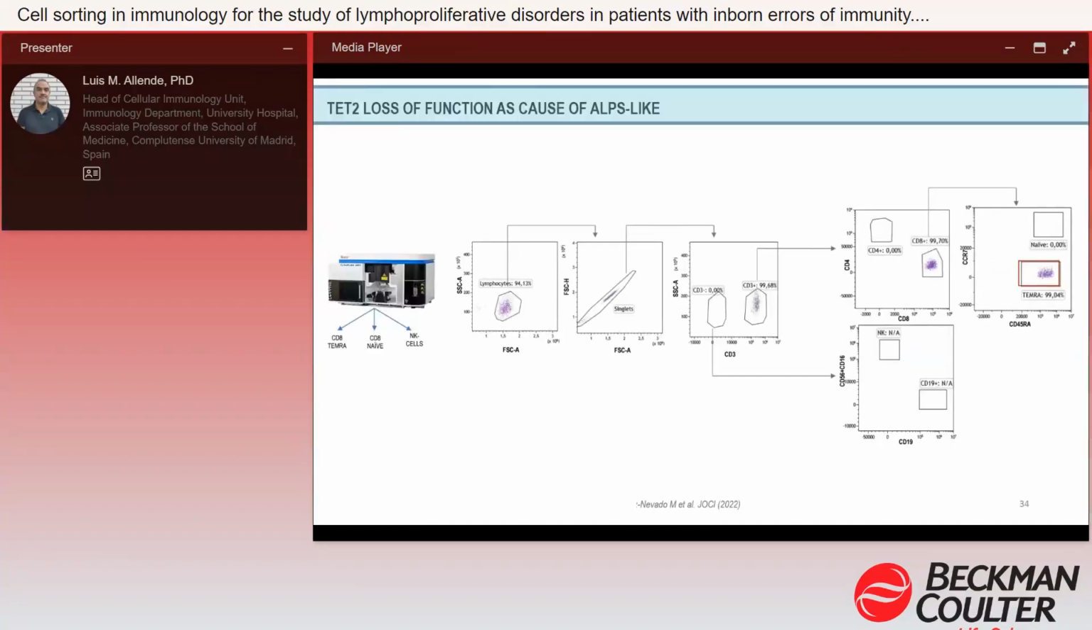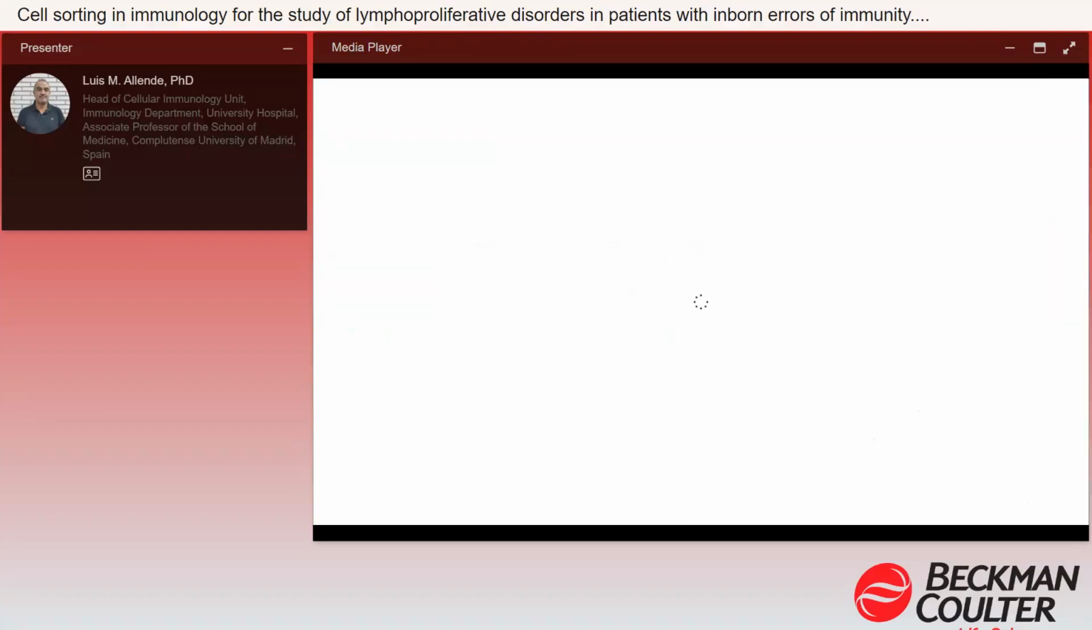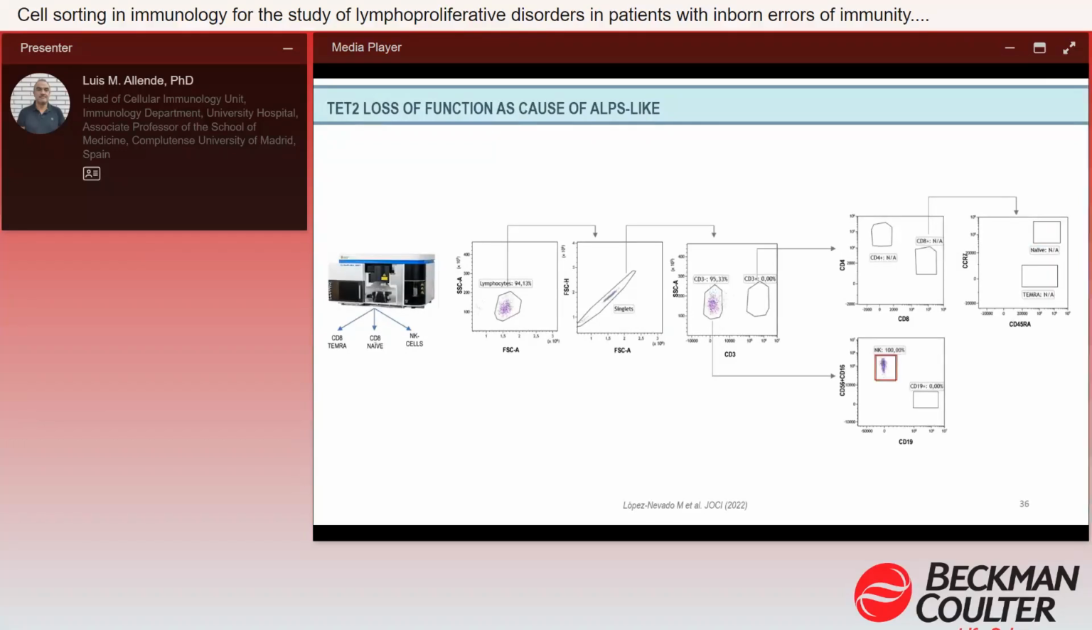With this condition, you can see the recovery of cells of the three populations, in this case TEMRA CD8 cells. In this other slide, you can see naive CD8 T cells, and finally NK cells.